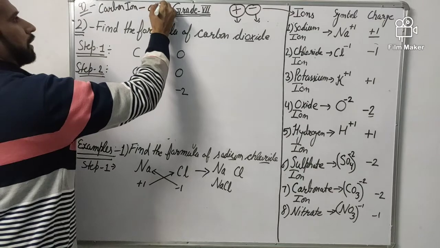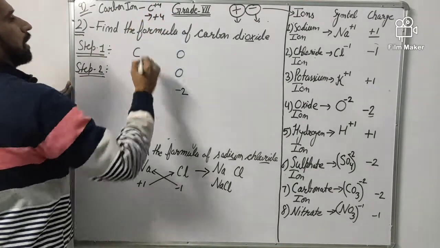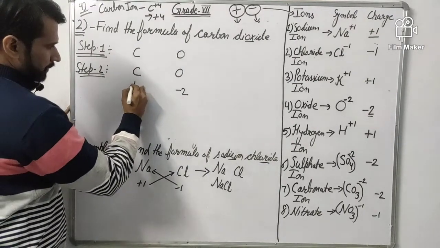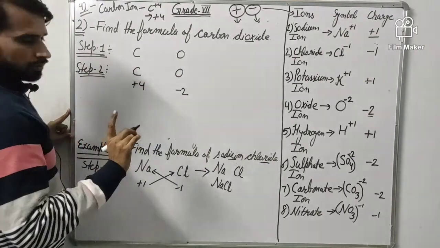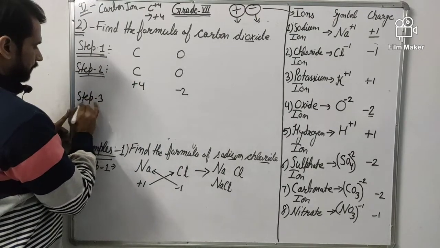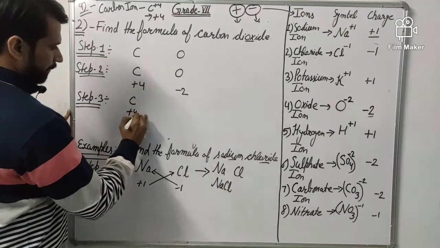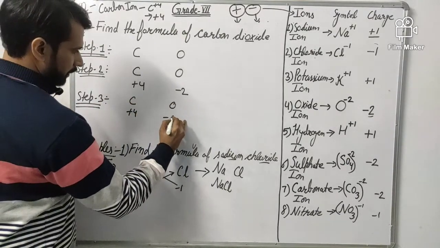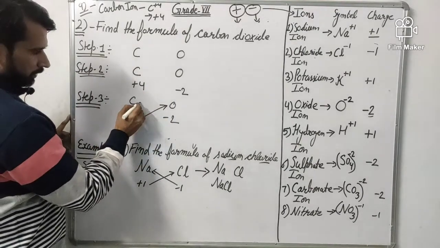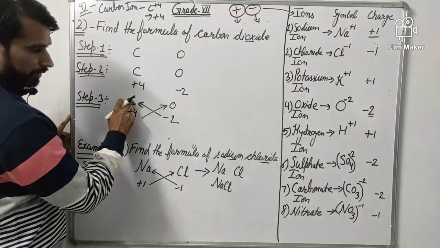It occurs in cationic form, C plus 4, and the charge on the carbon ion is plus 4. Okay, so I write here plus 4. Now step number 3. Again I write the step number 2. In step number 3 you will cross multiply the charges with the elements.